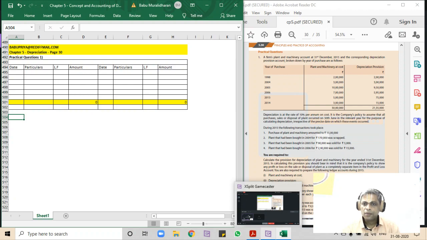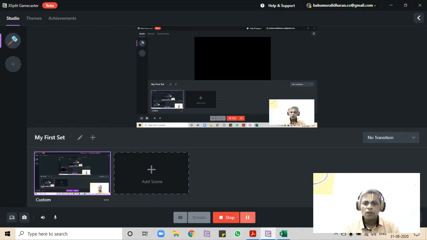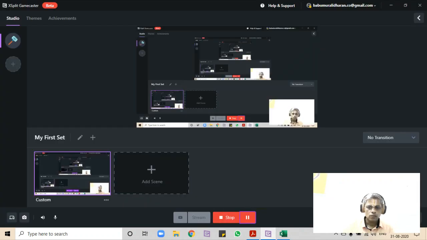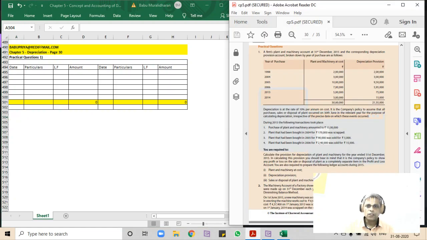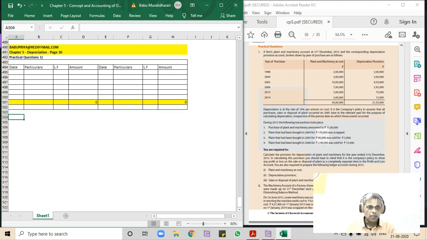Calculate the provision for depreciation on plant and machinery for the year ended. So let's put first the depreciation calculation, right? Calculation of depreciation. This will take a bit of time today, because we have to understand this better, calculation of depreciation first.